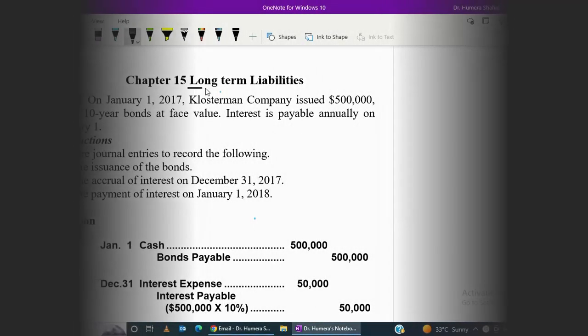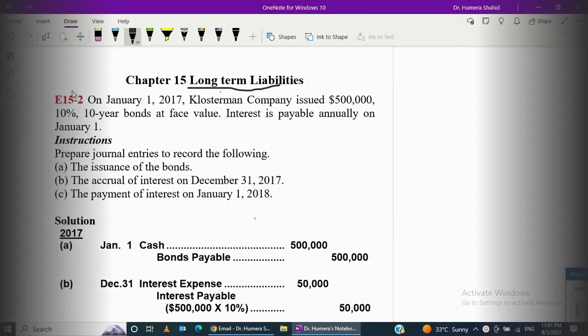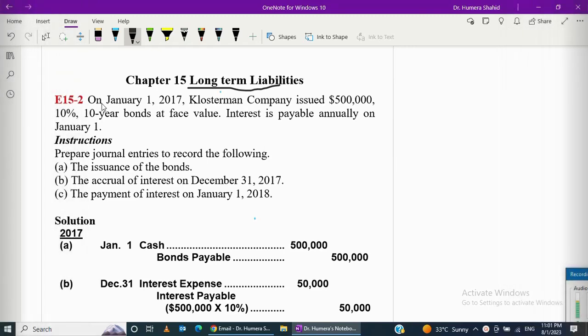It's about long-term liabilities. We have already discussed the theory content of this chapter, and we all know that in this chapter we are going to discuss two types of long-term liabilities. We will be talking about bonds and we will be talking about notes payable. Both of them are liabilities, so they are payable. Let's move on towards our first exercise, which we will be solving together. That is exercise number 15-2.